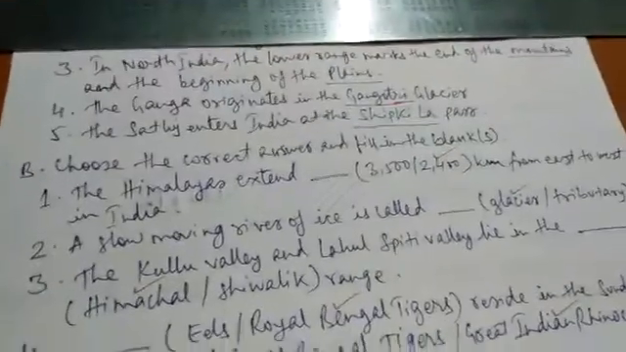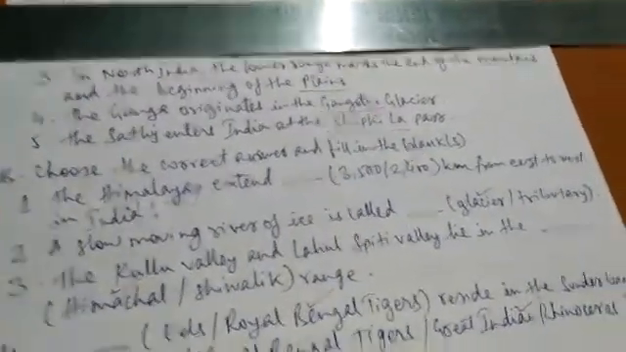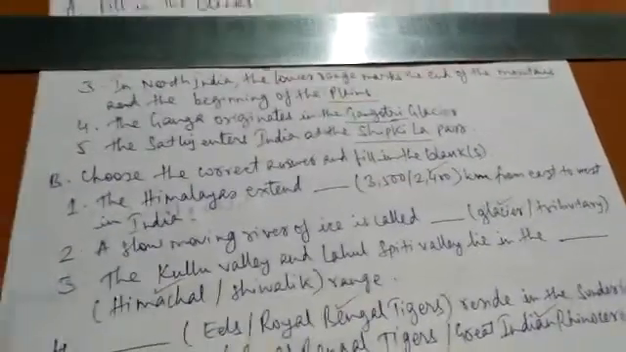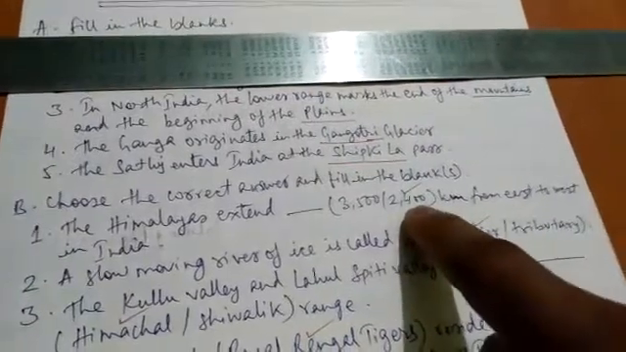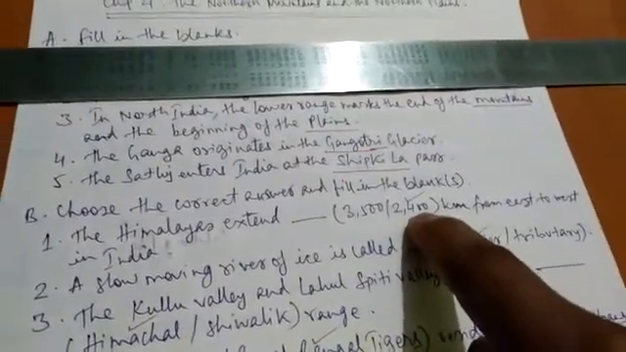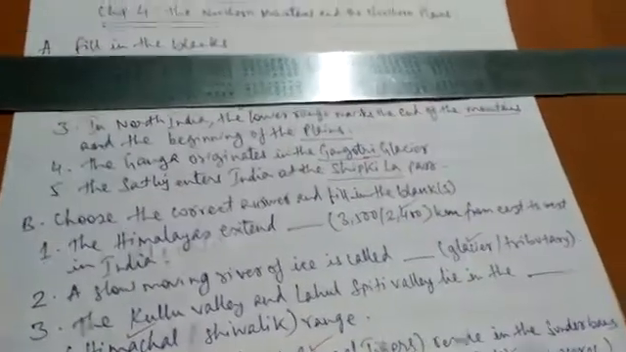Question B. Choose the correct answers and fill in the blanks. Question number 1. The Himalaya extend. So in the bracket there are two options. Wherever I have given the tick mark, where my finger is pointing, that is the correct answer. So for question number 1, my dear children, the answer is 2400 km from east to west in India.